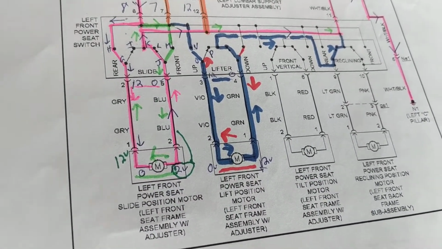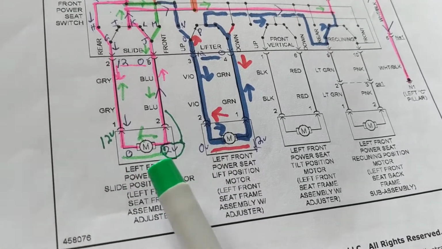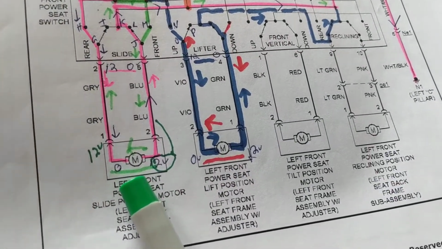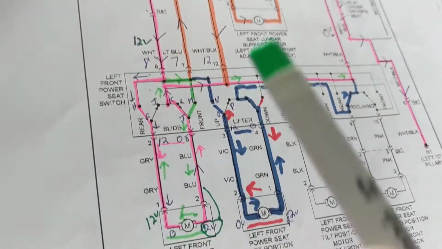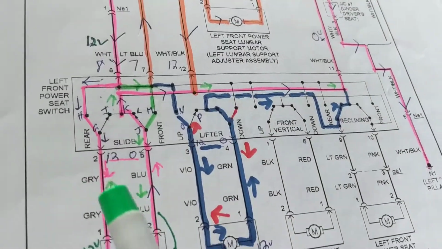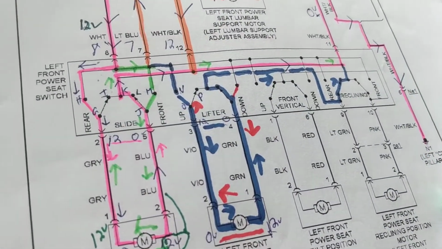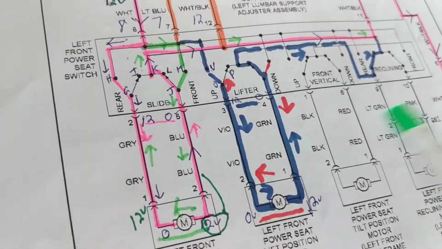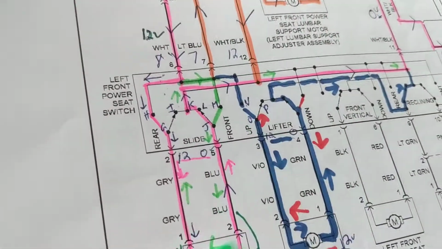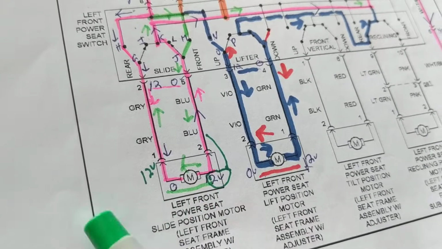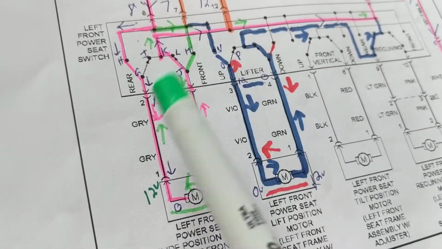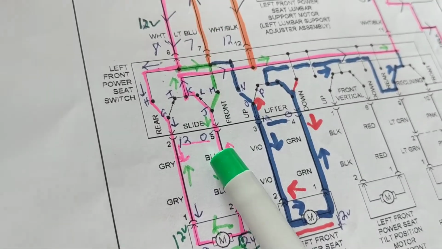Two positions. The fact that we can only go in one position tells us at least the motor is working. It tells us at least that the fuse is working. It tells us at least the grounds are good. If we knock out the grounds, nothing will work. We knock out the fuse, nothing will work. If we knock out the motor, nothing will work. The only thing left is the switch.